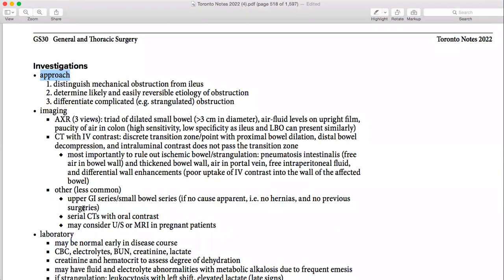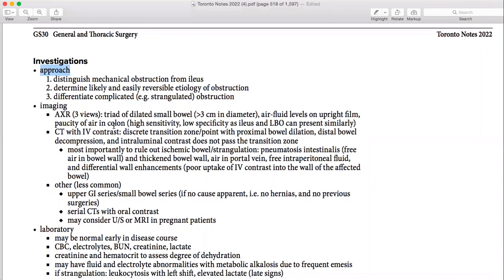So the first thing, if a patient is presenting, you have to choose abdominal X-ray, not go for ultrasound. A lot of people have a misconception about it. So you need to know where you're going to do ultrasound and where you're going to do X-ray. The triad is dilated small bowel, air fluid levels on the upright films, and paucity of air in the colon.